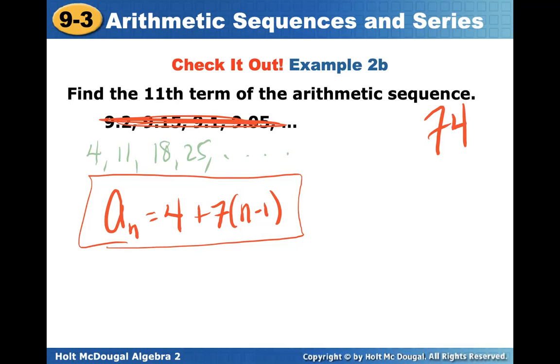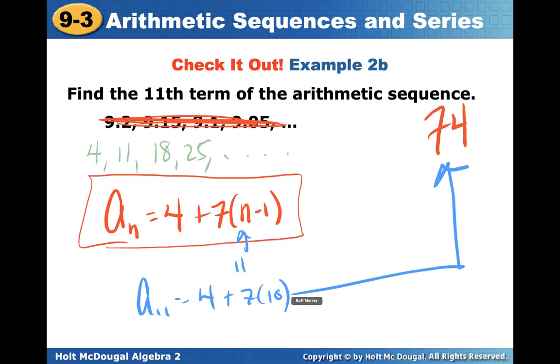Okay. Hopefully you recognize right away the common difference was 7. If you're not sure, you find your differences: 11 minus 4, 18 minus 11, 25 minus 18. They're all 7. Well then, if we plug in 11 for n, the 11th term is 4 plus 7 times 11 minus 1. That's where we get that 7.